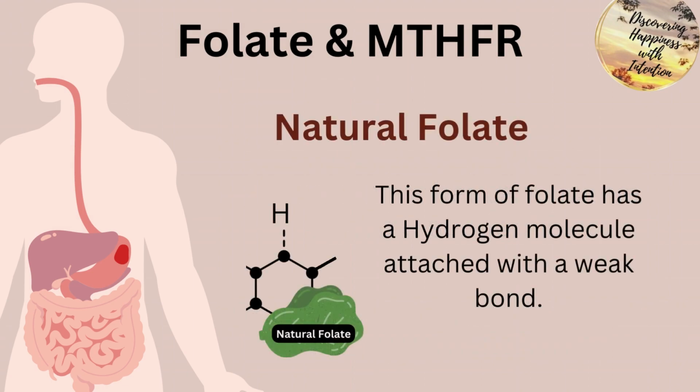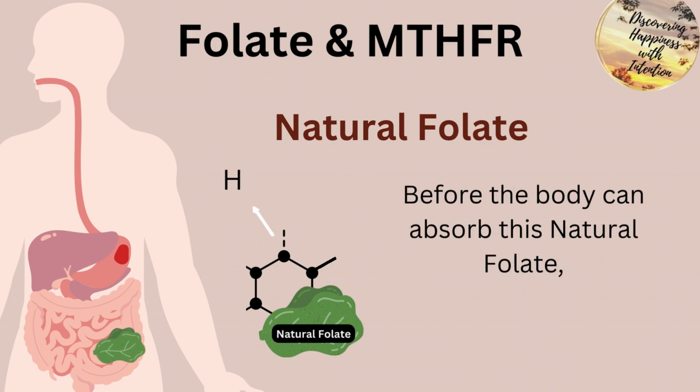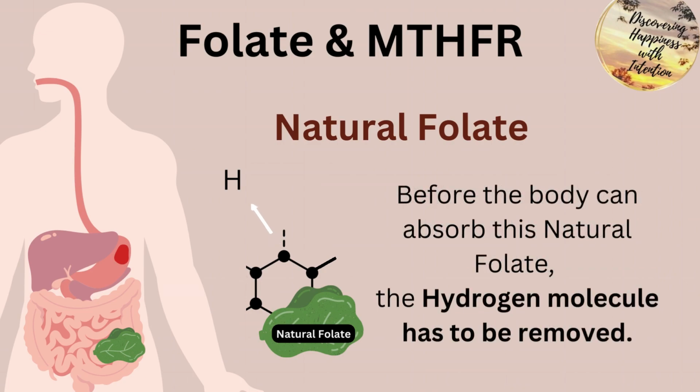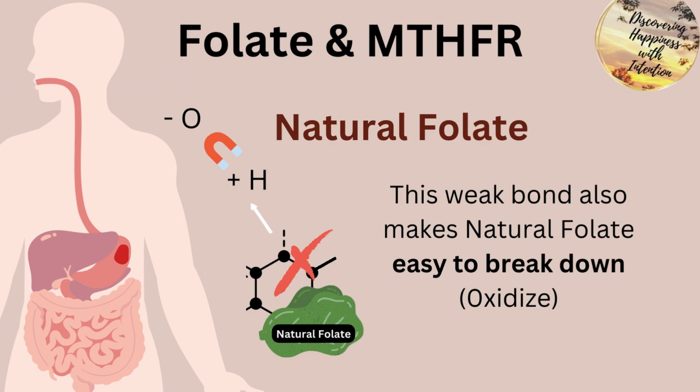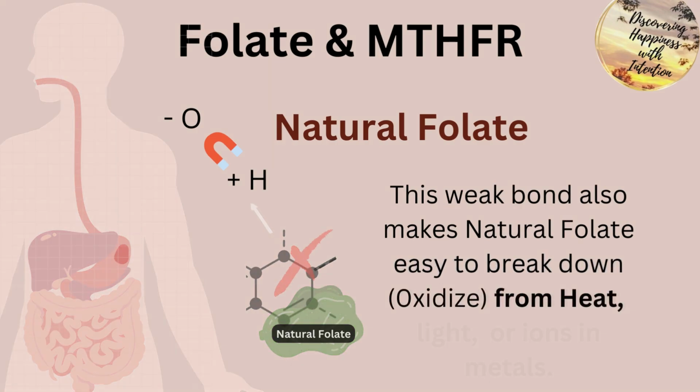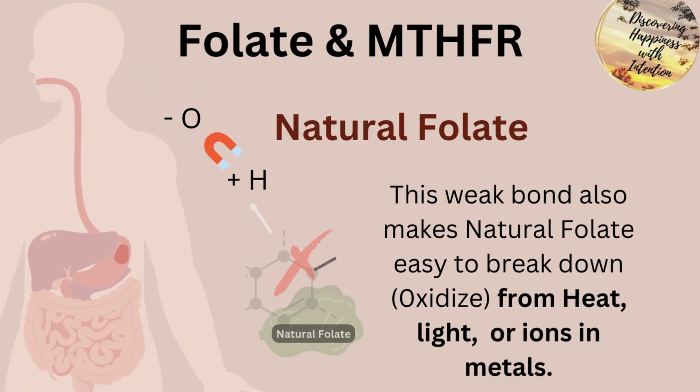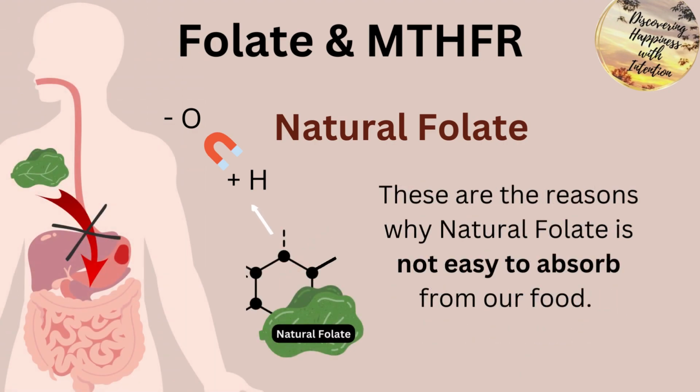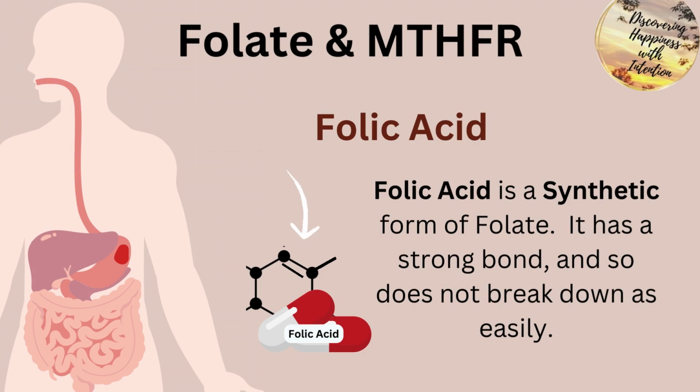Natural folate occurs in the form that is easy to methylate. This form of folate has a hydrogen molecule attached with a very weak bond. So before the body can absorb this natural version of folate, this hydrogen molecule has to be removed so that it can cross the membrane into the digestive system. This weak bond also makes natural folate very easy to break down or oxidize from heat, from light, or from ions in metals. So these are the reasons why natural folate is not easy to absorb from our food. So folic acid is actually a synthetic form of folate, and it has this very strong bond. It does not break down as easily, especially when we're cooking.